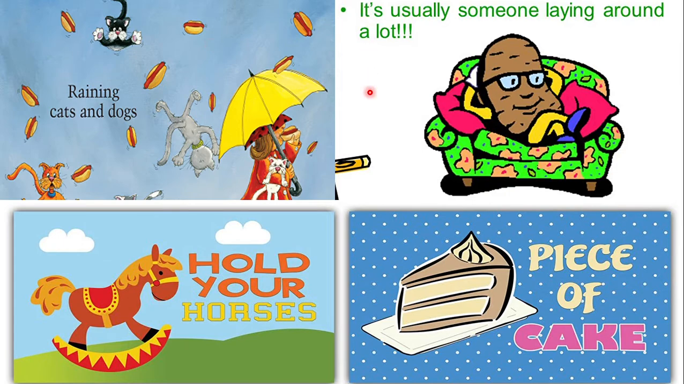Okay. On this other side, we have it's usually someone lying around. It's a couch potato. What is a couch potato? Couch potato is a person who spends a lot of time watching TV in the sofa. Okay. But if I translate couch potato, it's like sofa patata, papa, and it doesn't make any sense. But if I use it that way, I understand that it's a person who stays a lot of time in the sofa watching TV.